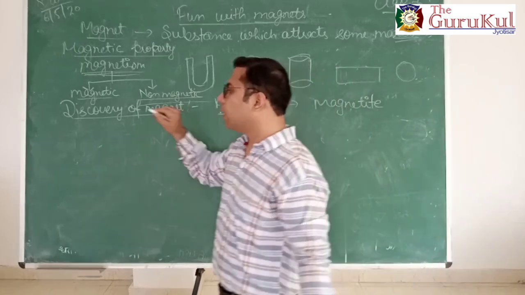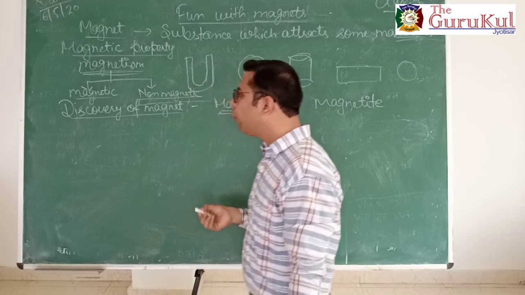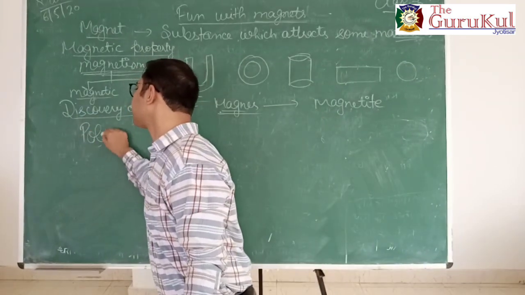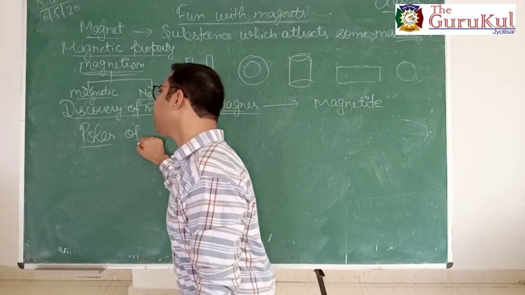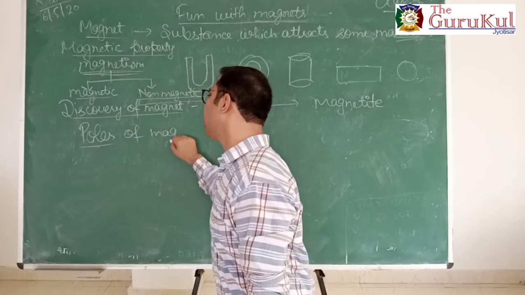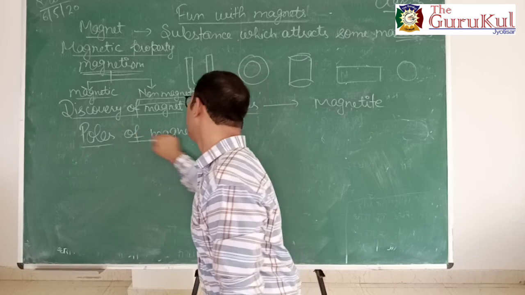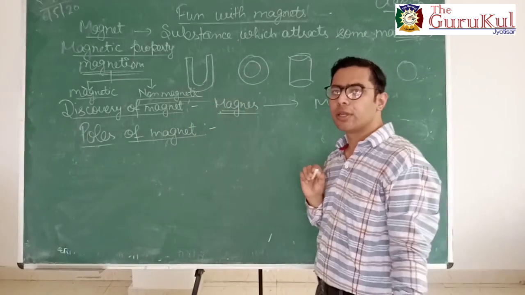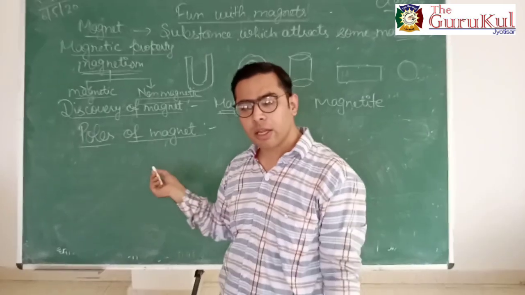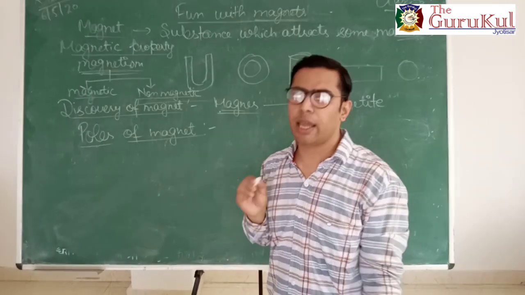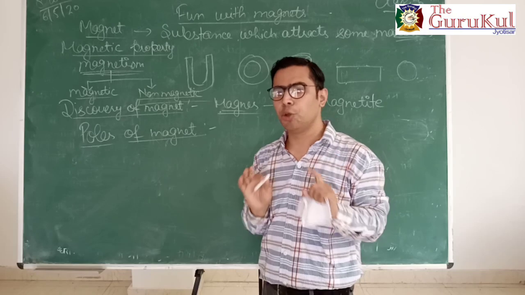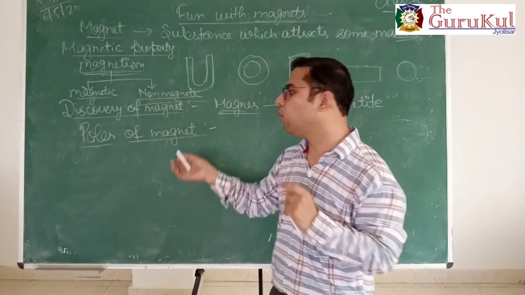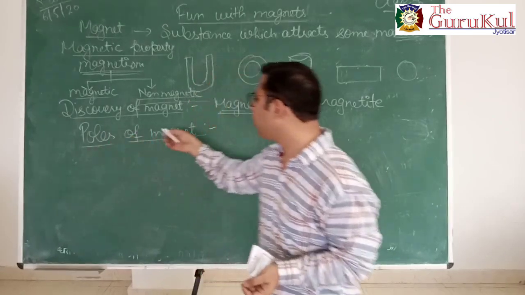Now, after the discovery of magnet, we move to the next topic, that is poles. You can say poles, or you can also say poles of a magnet. So students, it is a very interesting chapter, like I told you. If you try to understand in a good way, you try to read books, then I am fully sure you can understand this chapter very well. Okay, now let's go to the next topic, poles of a magnet.